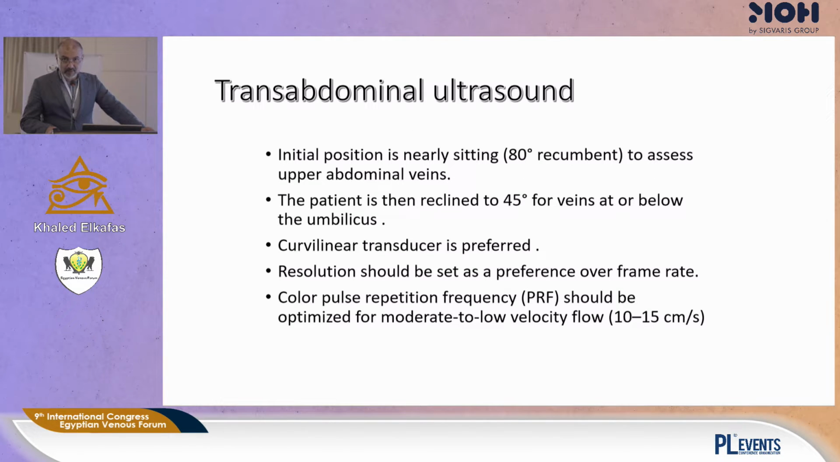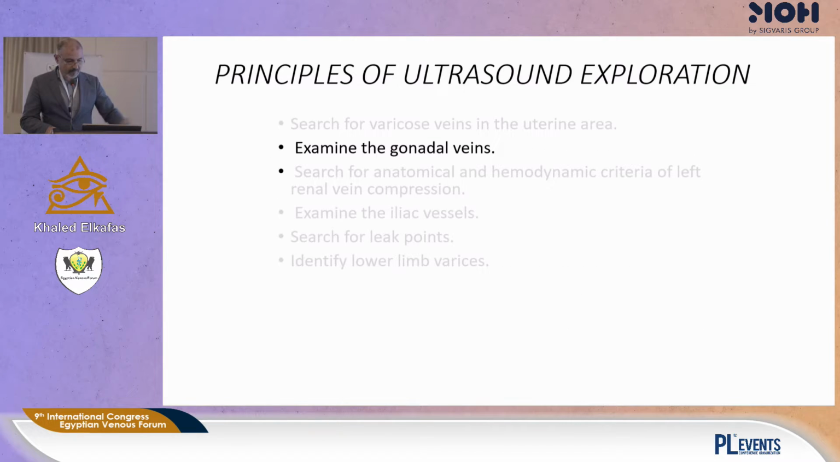We examine by the transabdominal approach. Firstly, we examine the veins above the umbilicus in a sitting position, like an 80 degrees recumbent position. Then when we examine the pelvic veins, we change the position of the patient to 45 degrees inclination. We use a convex probe, 3.5 megahertz. We use the high resolution as we can adjust the machine. We also reduce the PRF, what we call the scale or the velocity, to the lowest we can.